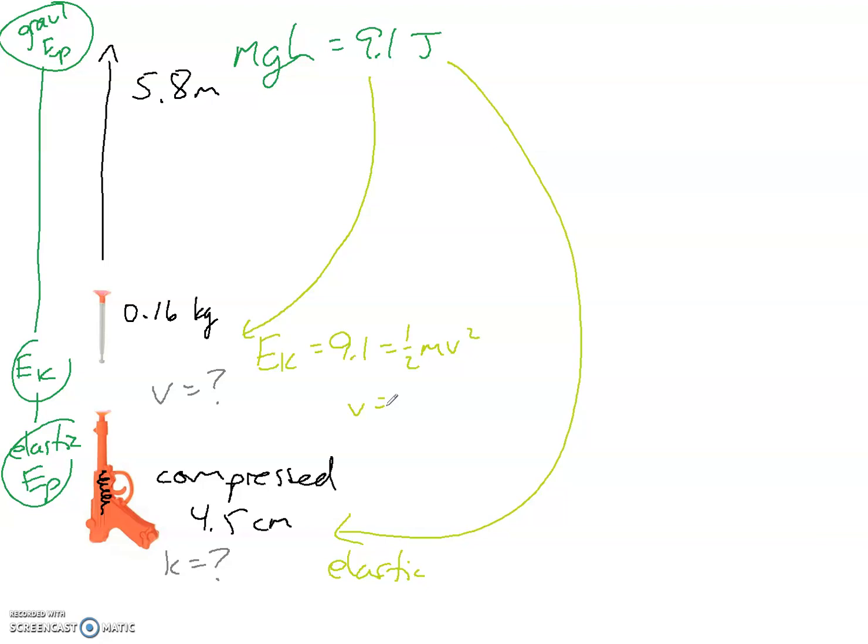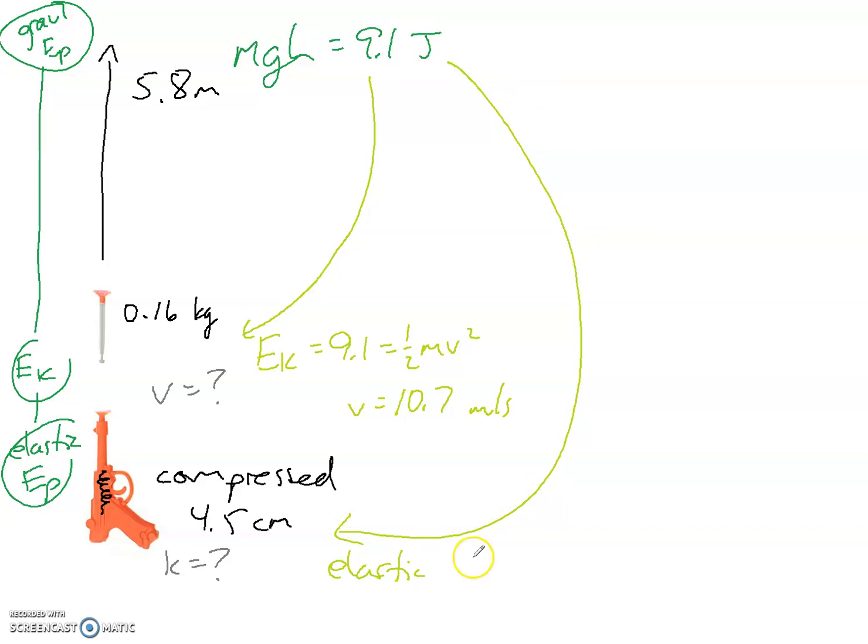And do not forget to square root your answer when you get it, otherwise it's not going to work out very well. So I get a speed of approximately 10.7 meters per second. So this thing fired out at around 10.7 meters per second and then went the height of 5.8. Now I can also take that energy, that 9.1 joules, and throw it all the way back where it began at the inside of the gun where there's a little spring that shot it in the first place.